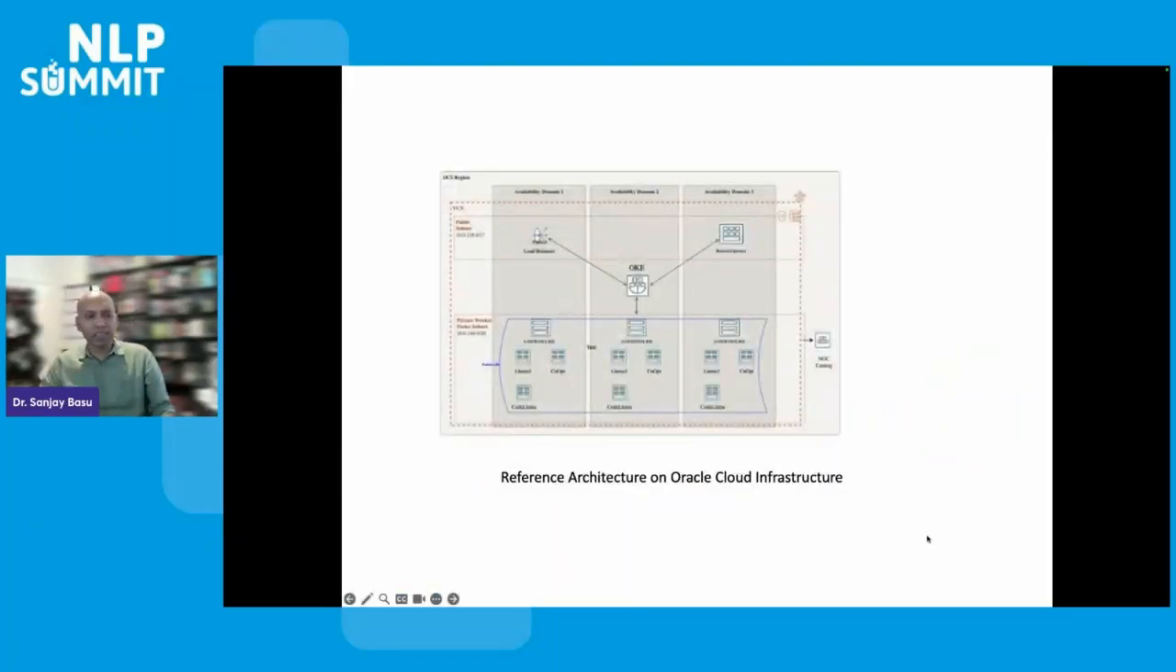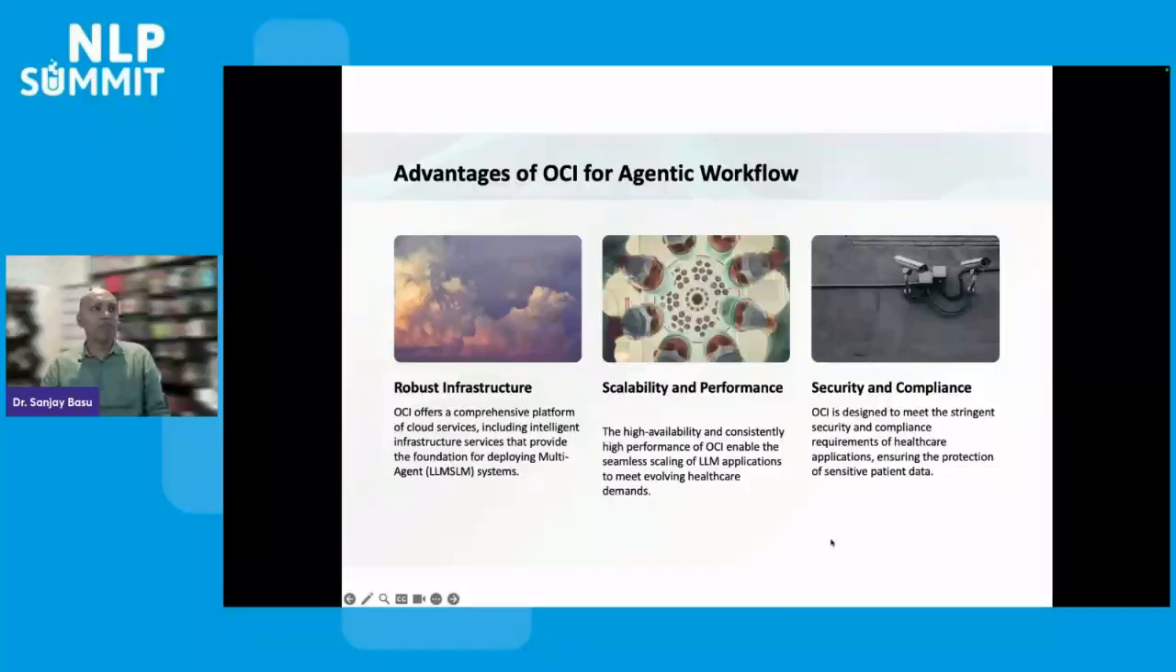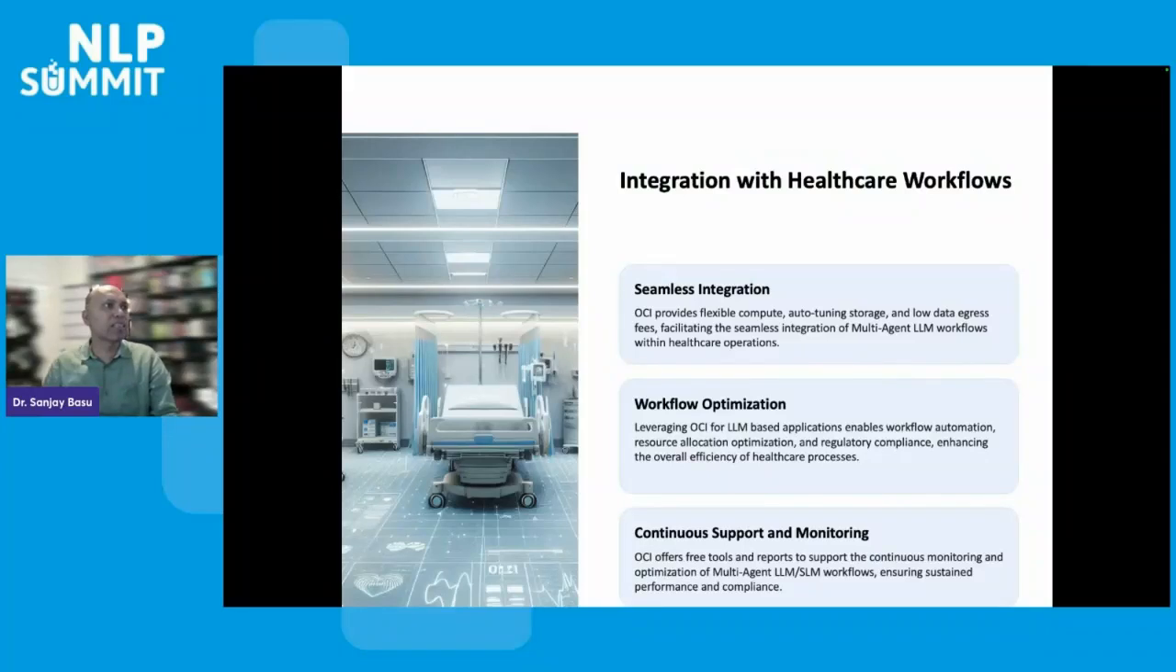This is a reference architecture on Oracle Cloud Infrastructure. Basically, we are using Oracle Kubernetes Engine, and we are using NVIDIA GPUs. They can run on both NVIDIA and AMD GPUs for inference. And we also have some HPC CPU-based instances. So advantages of OCI for agentic workflow are robust infrastructure, scalability and performance, and security and compliance. And lastly, we have integrated this with healthcare workflows.